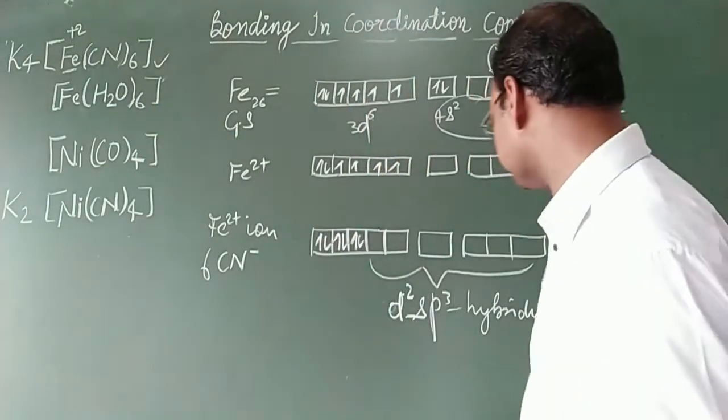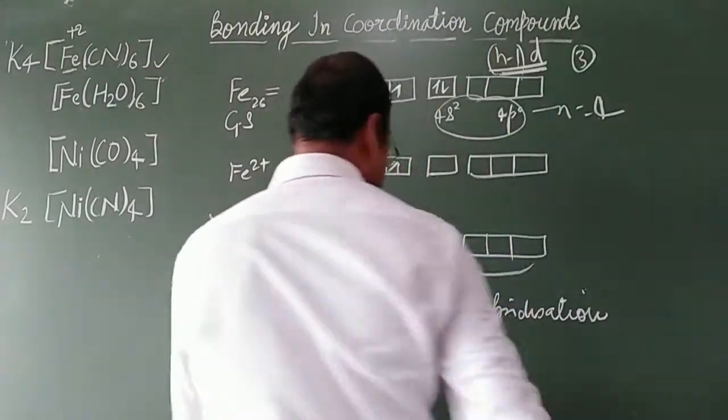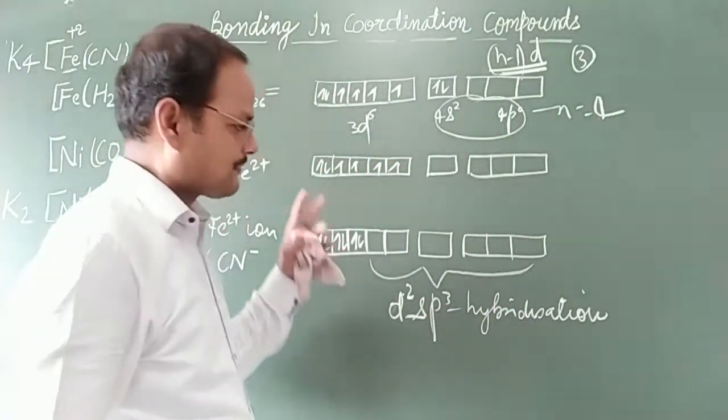Now see, it is an octahedral, geometry is octahedral, hybridization is d2sp3. Therefore, now come to the next part.